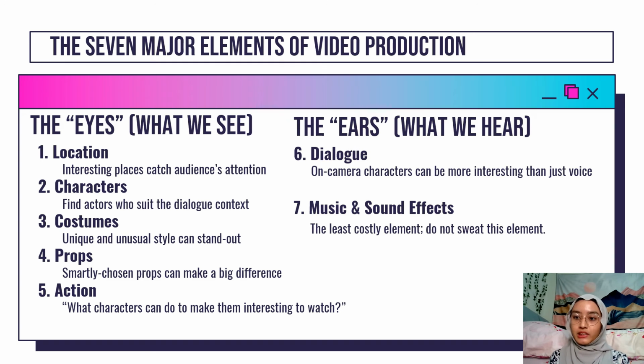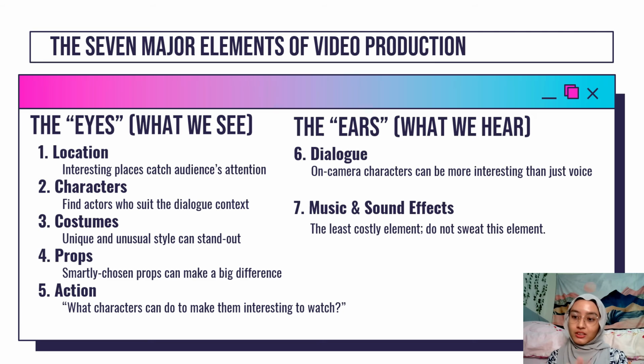Well, a great location is important, especially when you are doing or saying something that is not interesting enough to attract people to watch the video. So interesting places can catch audiences' attention. Secondly, the characters. You should find actors that suit the context of your theme or dialogue. For example, if you want to create a comedy video, you should find someone with a funny personality.